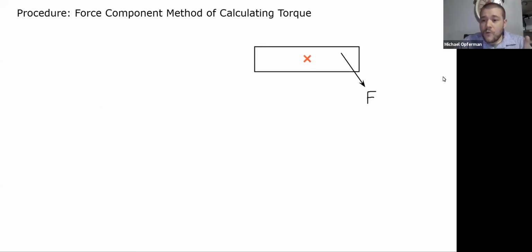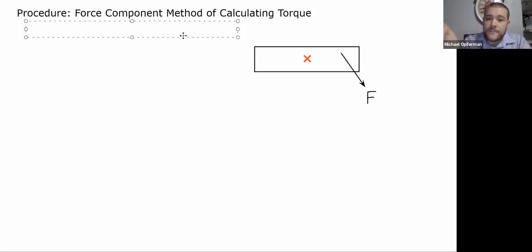Right, in this video, I want to walk you really clearly, step by step, through how to calculate a torque given a force vector. I'm going to do this using the force component-based method. I'll do a separate video showing you other methods. So in this situation, we're going to imagine that you know what force vector is acting on an object, and you want to know what torque that force is exerting.